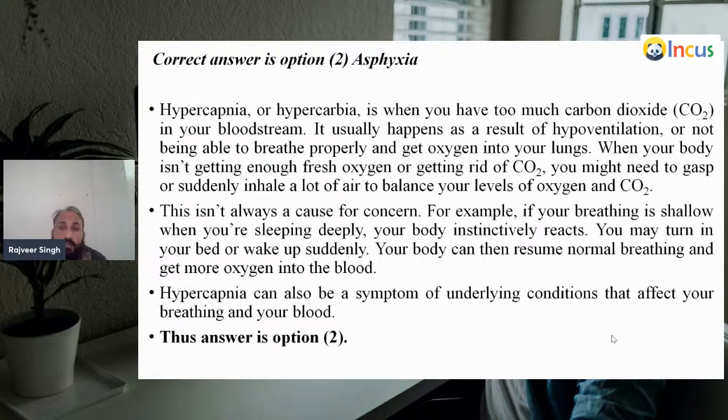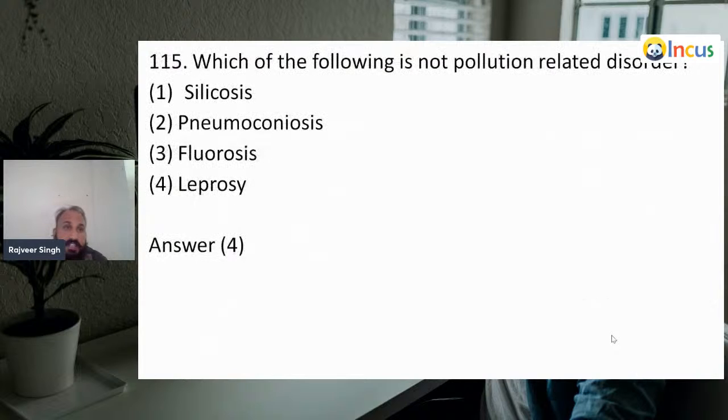For example, if your breathing is shallow when you are sleeping deeply, your body instinctively reacts, and you may turn in your bed and wake up suddenly. Your body can then resume normal breathing and get more oxygen into the body. Is it fine? Then after, hypercapnia can also be a symptom of underlying conditions that affect your breathing and your blood. So our answer is the second, asphyxia is the right answer.